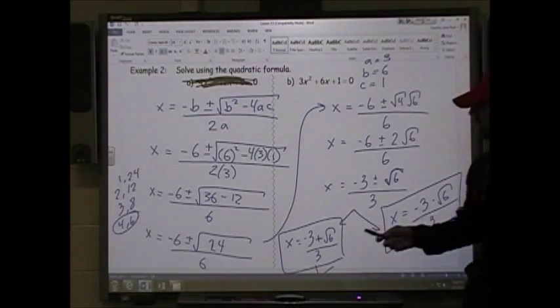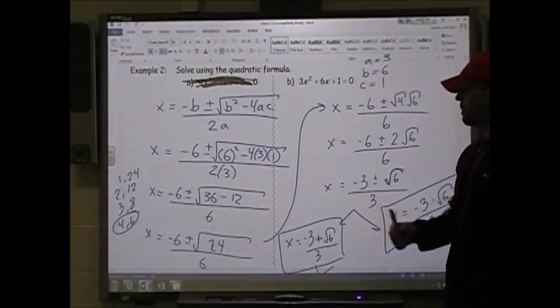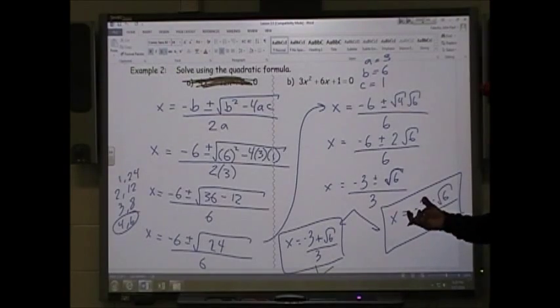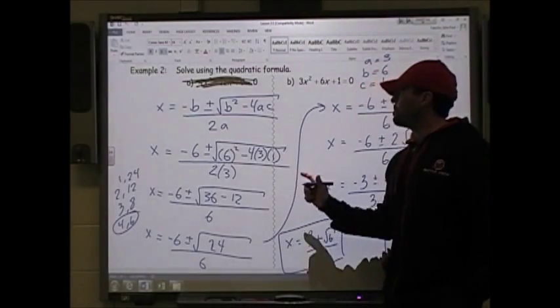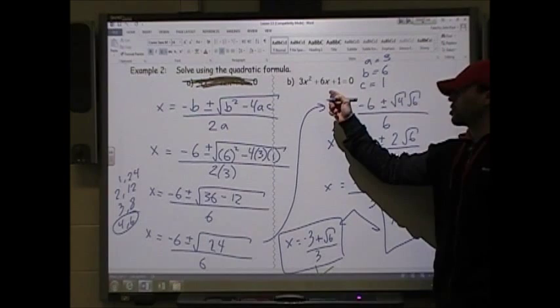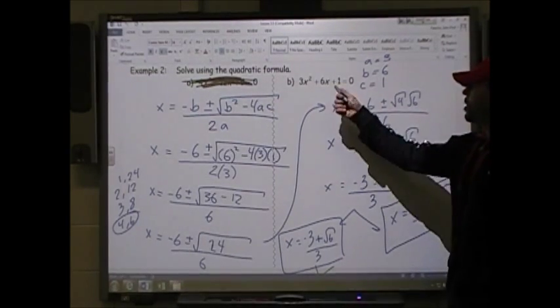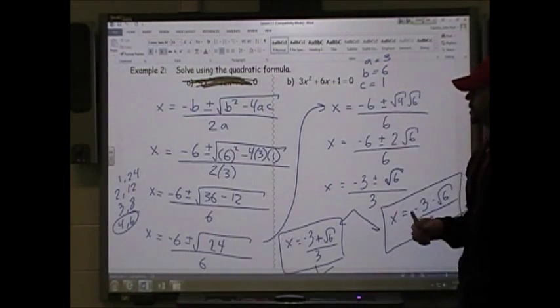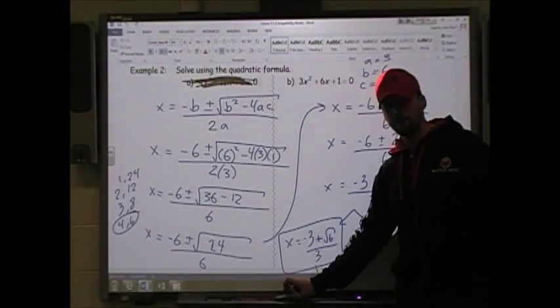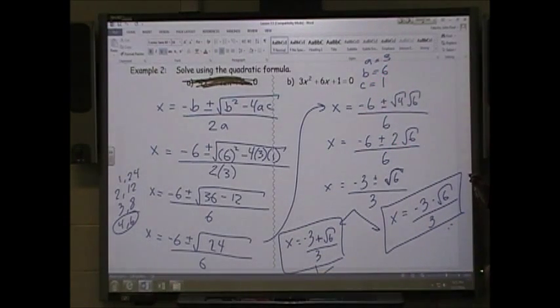What does this also mean? If underneath the square root sign is a number that is positive, but a number you can't take the square root of, what this means is if you tried to factor this at the start, you wouldn't be able to factor it. This would be impossible to do with factoring. You would have to use the quadratic formula. Okay? So these are the two answers here.